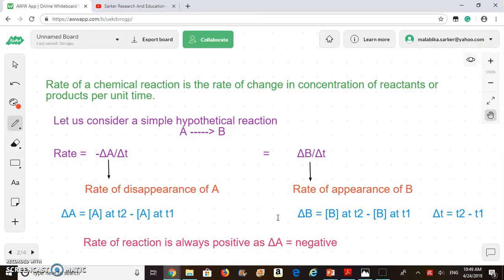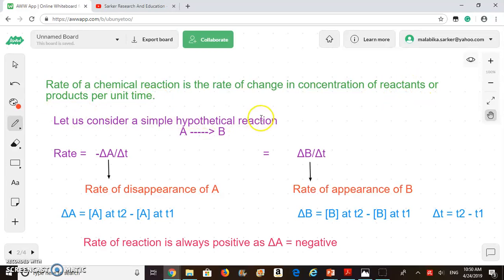So let us understand a little bit what we mean by the rate of a chemical reaction, what we mean by a reaction mechanism and overall reaction, etc. Now, the rate of a chemical reaction is the rate of change in concentration of reactants or products per unit time.